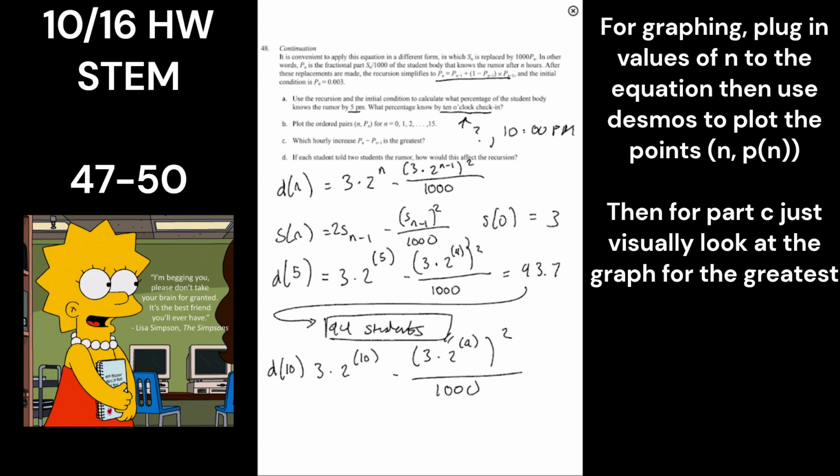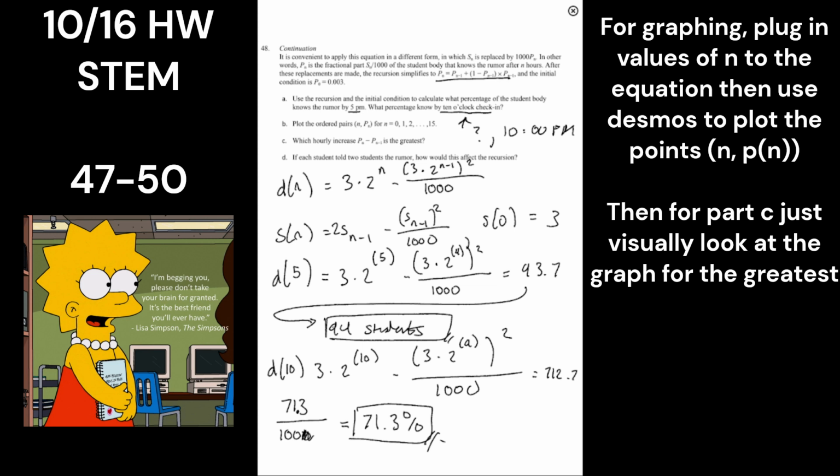I get 712.7. I'm going to round this up to 713 because you can't have a percentage of a student. And then 713 students over 1,000. I'm just going to cancel the 0 and put a decimal point here. And that's 71.3 over 100. And this should equal 71.3% of students after 10 hours knows the ruler.